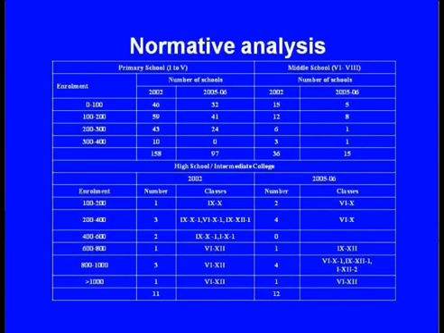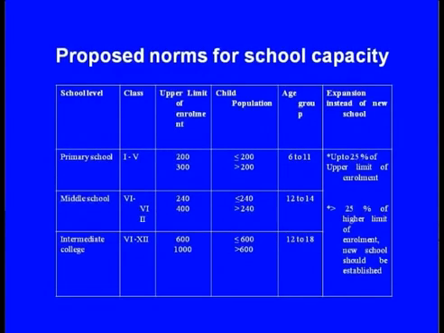Having done this, the normative analysis is performed for the different levels of education, taking into account the enrollment and the number of schools existing at different time frames. On the basis of this, we also need to work out the norms for school capacity, and we find that there should be scope for expansion if enrollment is up to 25%, and in this manner the number of assessments have been carried out.